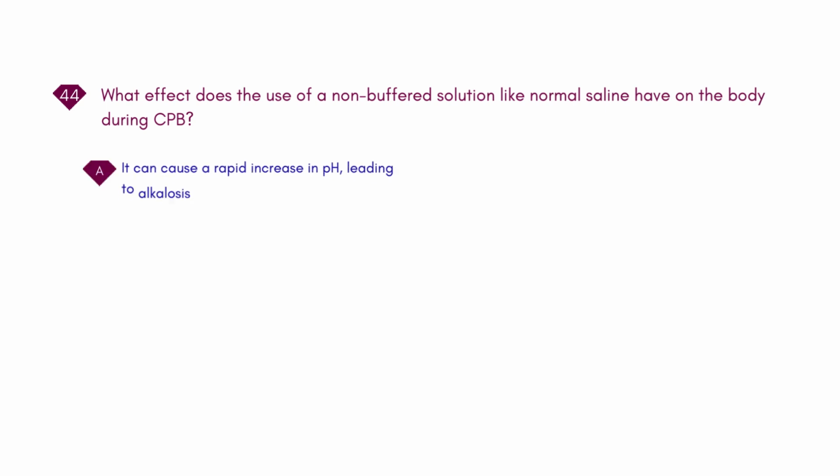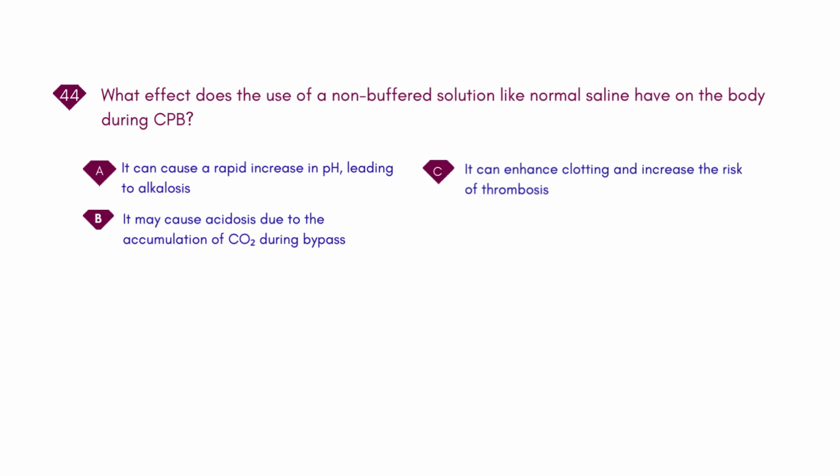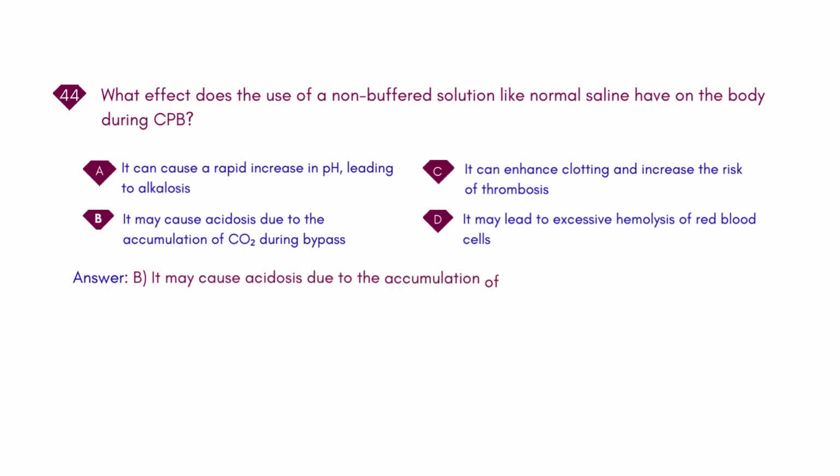What effect does the use of a non-buffered solution like normal saline have on the body during CPB? A. It can cause a rapid increase in pH, leading to alkalosis. B. It may cause acidosis due to the accumulation of CO2 during bypass. C. It can enhance clotting and increase the risk of thrombosis. D. It may lead to excessive hemolysis of red blood cells. Answer: B. It may cause acidosis due to the accumulation of CO2 during bypass.